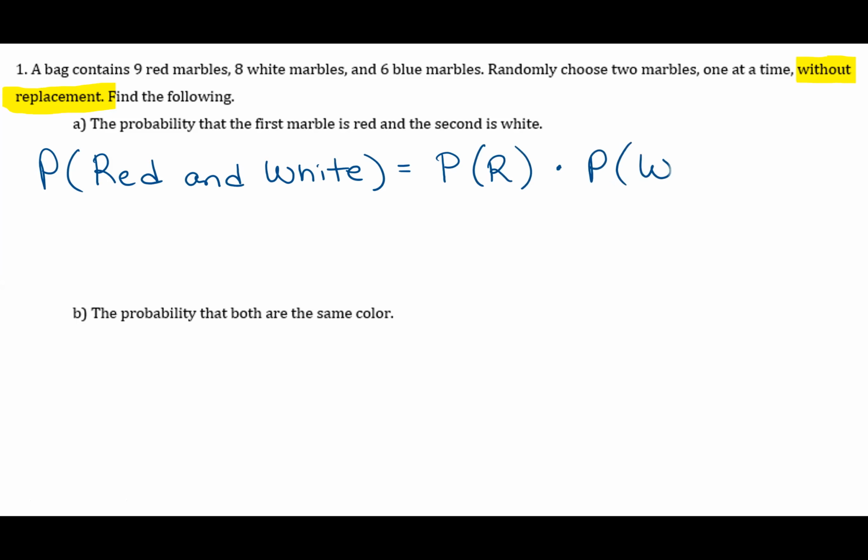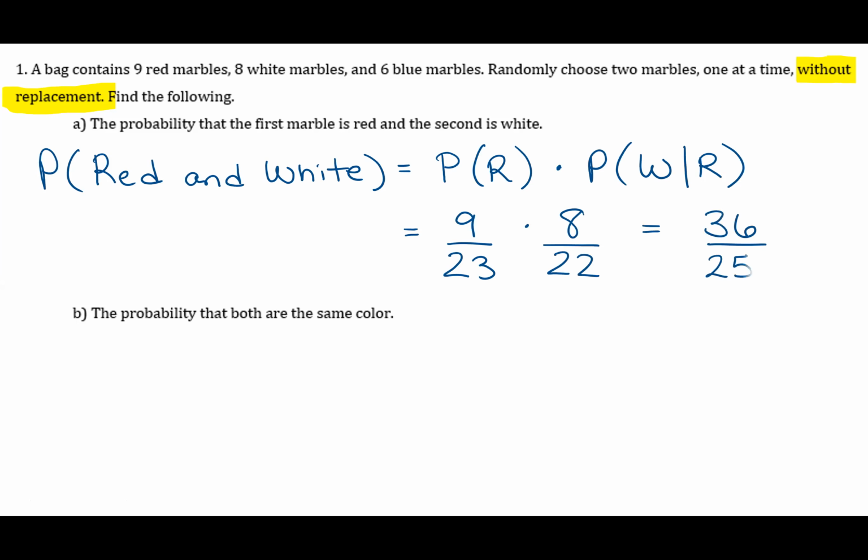And then the probability that the second marble is white, given the first marble is red, is going to be, well, there's only going to be 22 marbles left, and there are 8 white marbles, so that would be 8 over 22. And so then we multiply those two together, and we get 36 over 253.